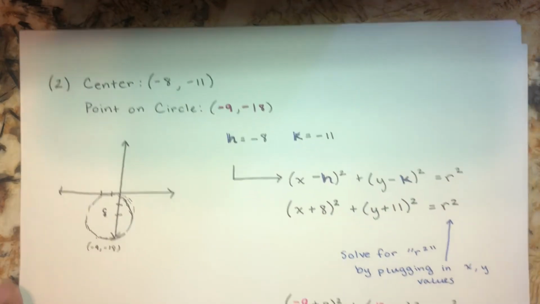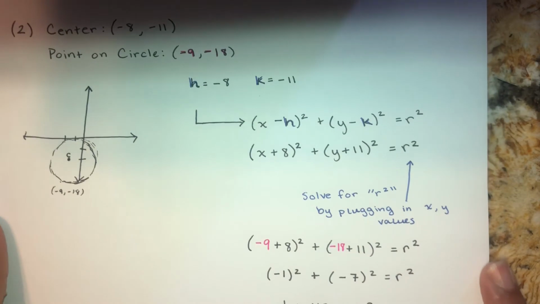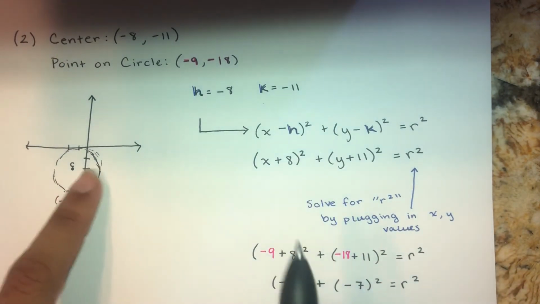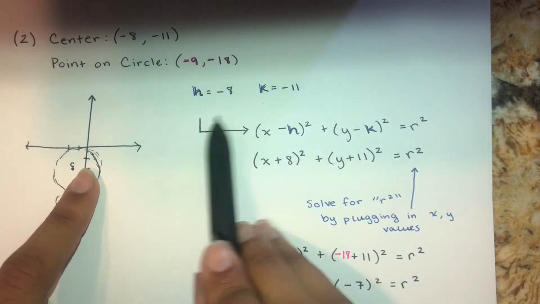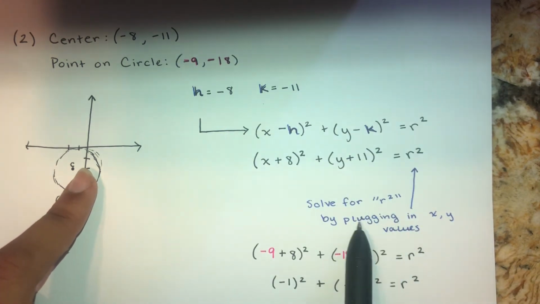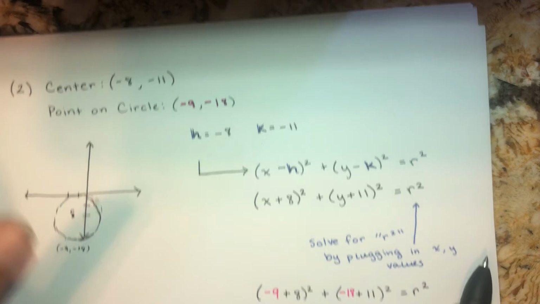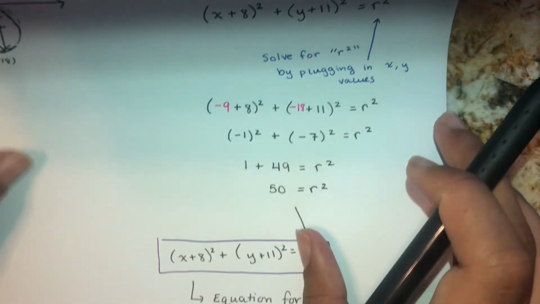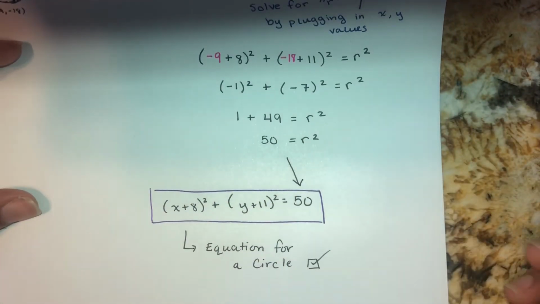So let's start going through this answer. Hopefully you paused the video. So start off by drawing your rough graph. Identify your h and k so that it's easy for you to plug into the formula. Solve for r squared by plugging in x, y values. And your final answer should have looked like this.